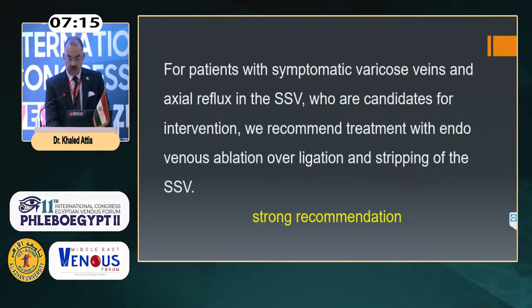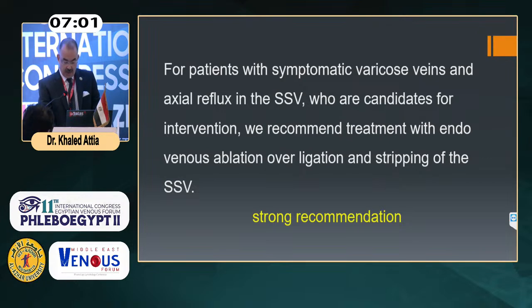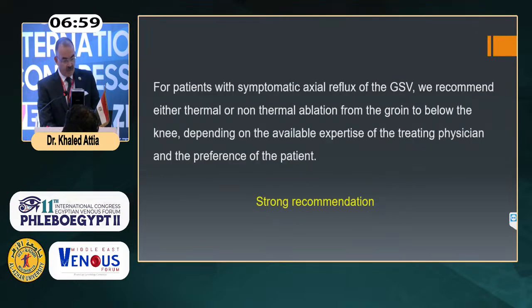For patients with symptomatic varicose veins and axial reflux in a small saphenous vein who are candidates for intervention, we recommend treatment with endovenous ablation over ligation and stripping of the small saphenous vein. This is a strong recommendation. For patients with symptomatic axial reflux of the great saphenous vein, we recommend either thermal or non-thermal ablation from the groin to below the knee, depending on the available expertise of the treating physician and the preference of the patient. This is a strong recommendation.